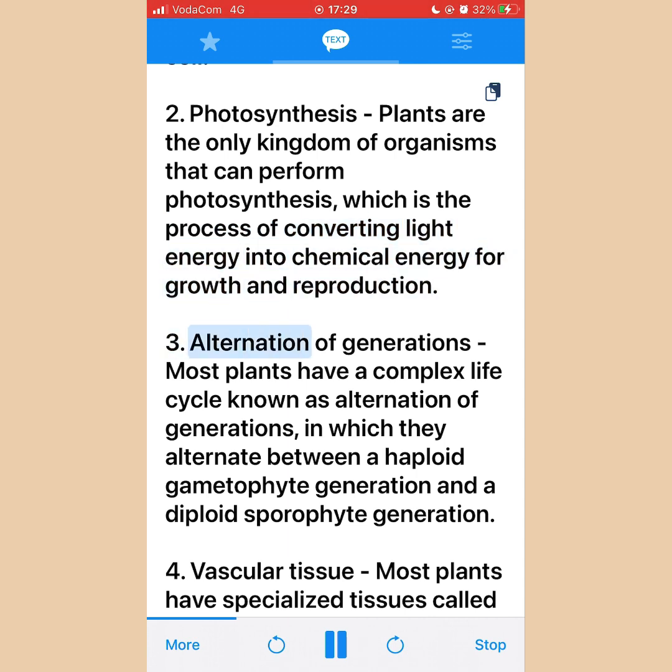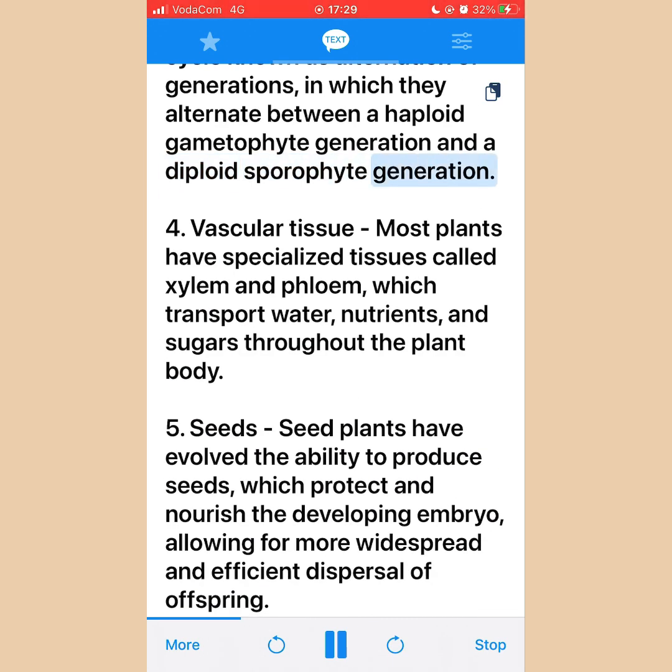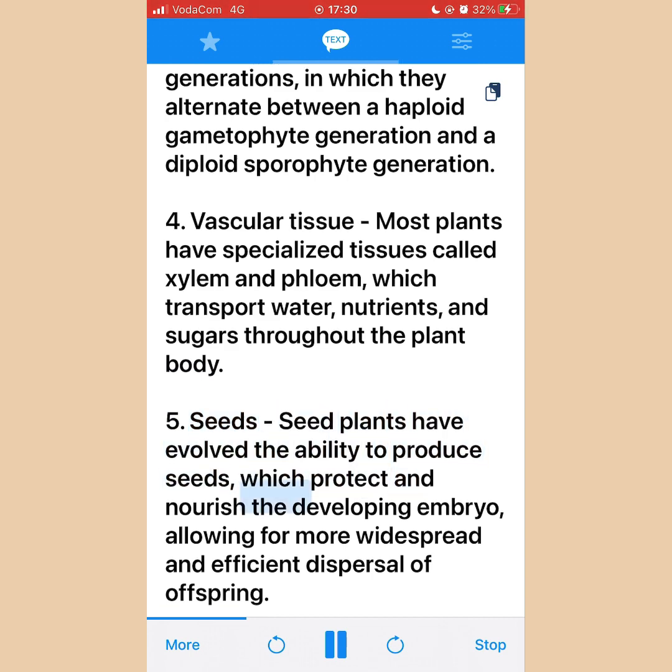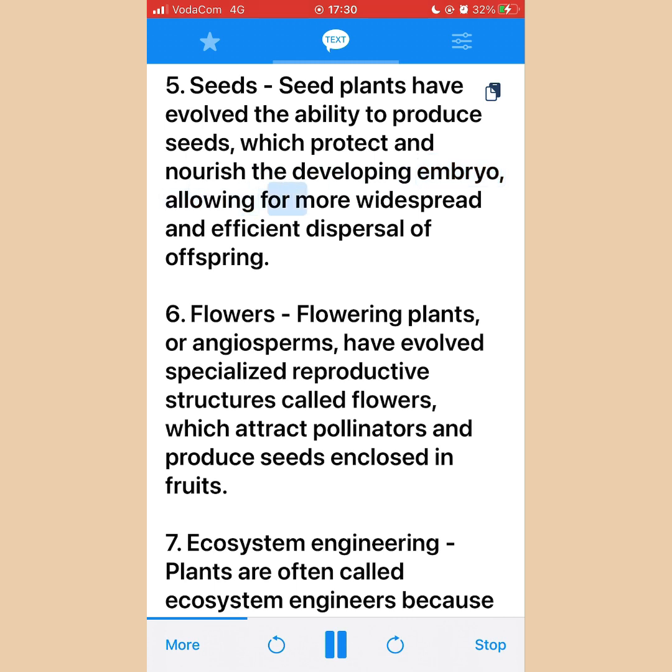3. Alternation of generations. Most plants have a complex life cycle known as alternation of generations, in which they alternate between a haploid gametophyte generation and a diploid sporophyte generation. 4. Vascular tissue. Most plants have specialized tissues called xylem and phloem, which transport water, nutrients, and sugars throughout the plant body. 5. Seeds. Seed plants have evolved the ability to produce seeds, which protect and nourish the developing embryo, allowing for more widespread and efficient dispersal of offspring.